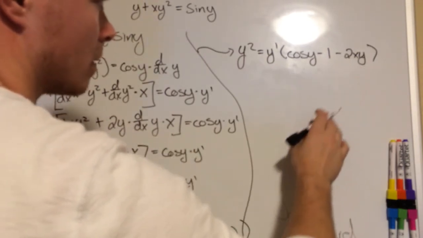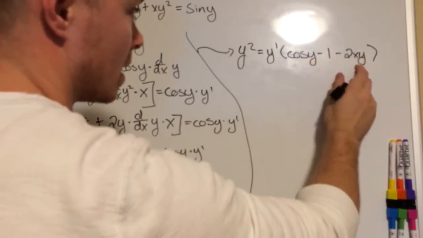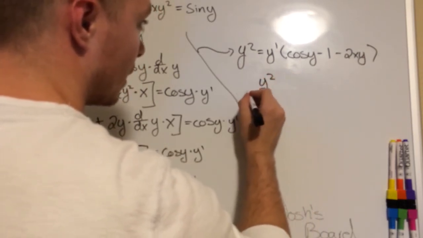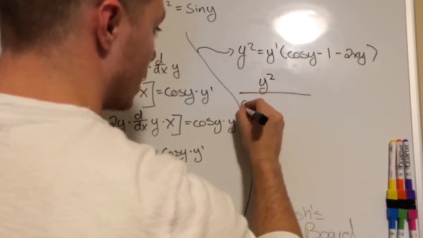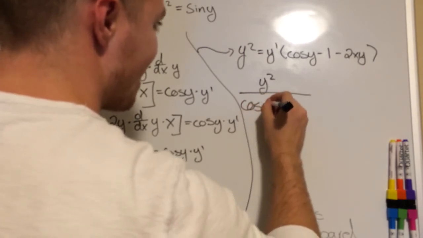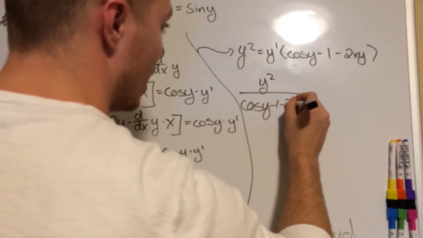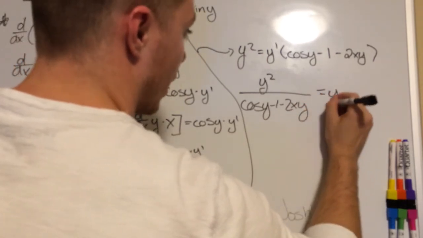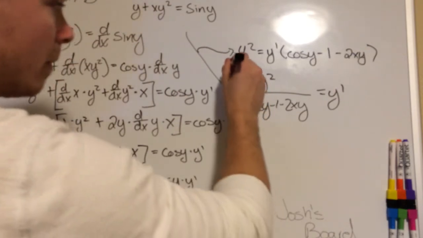After we get this, we're going to divide this side off. We'll get y squared over the cosine of y minus 1 minus 2xy equals y prime. We solved the problem for y prime.